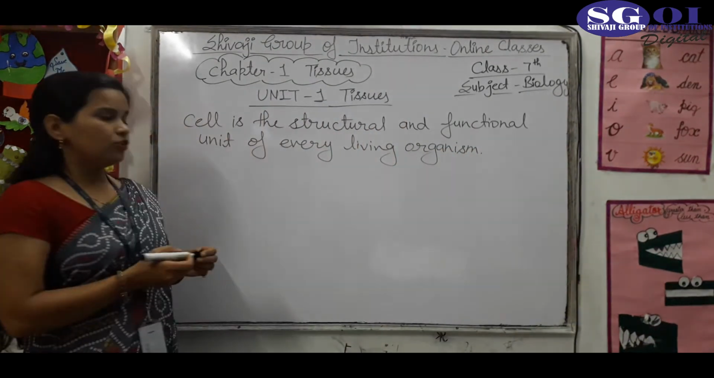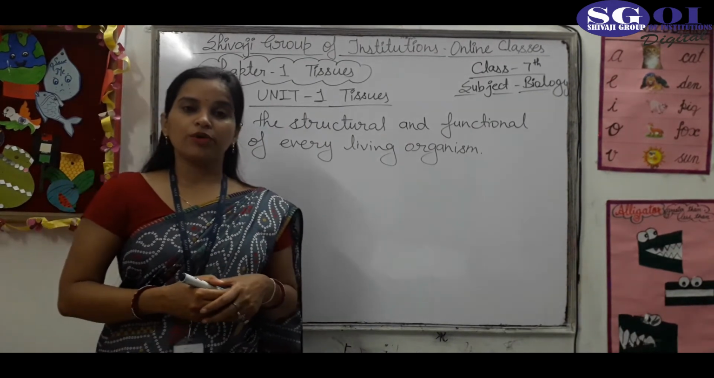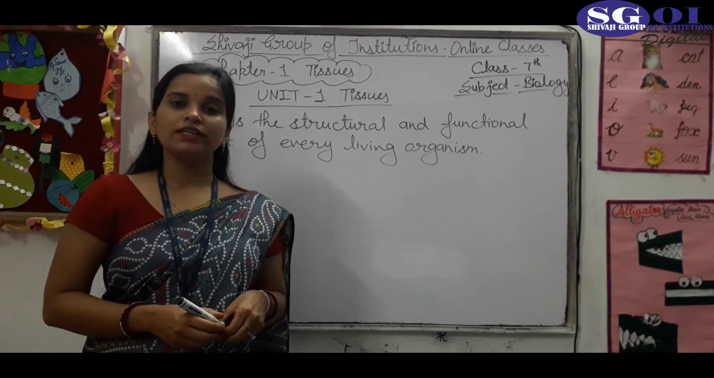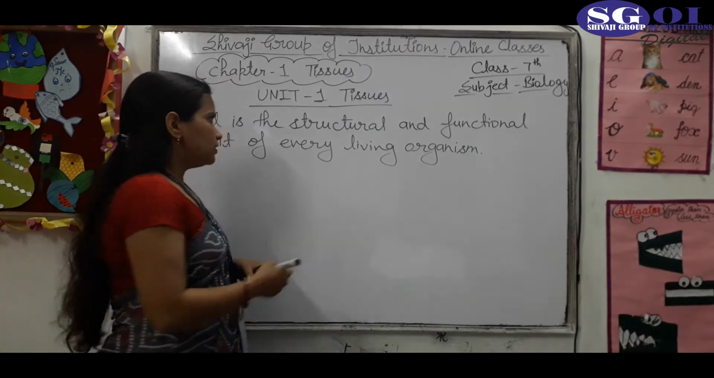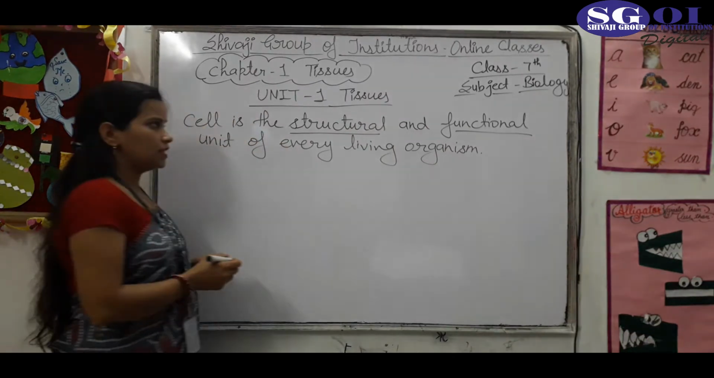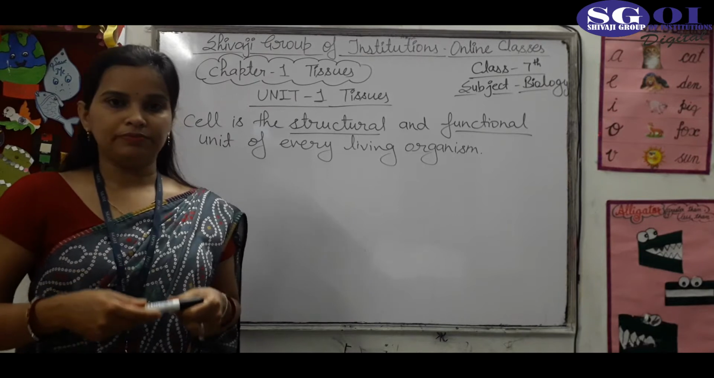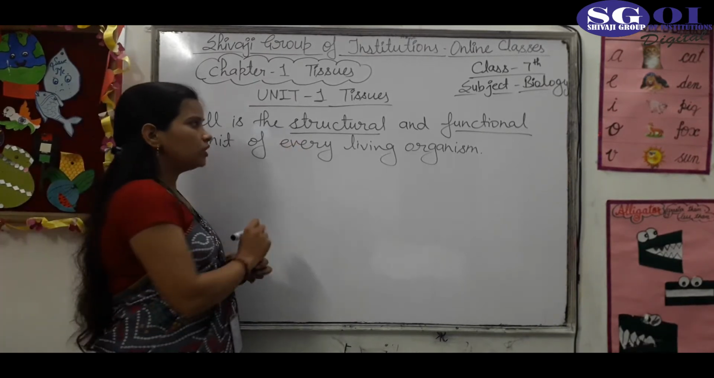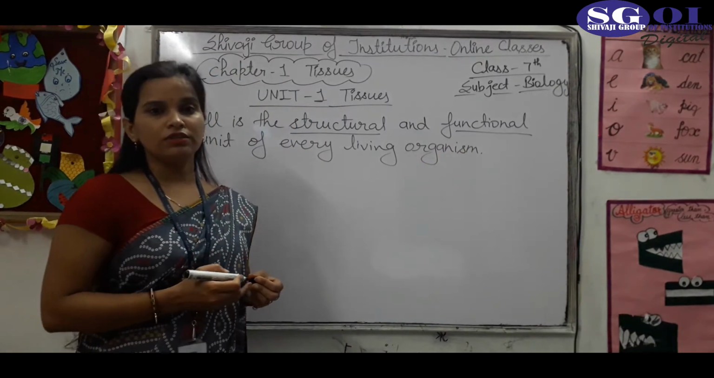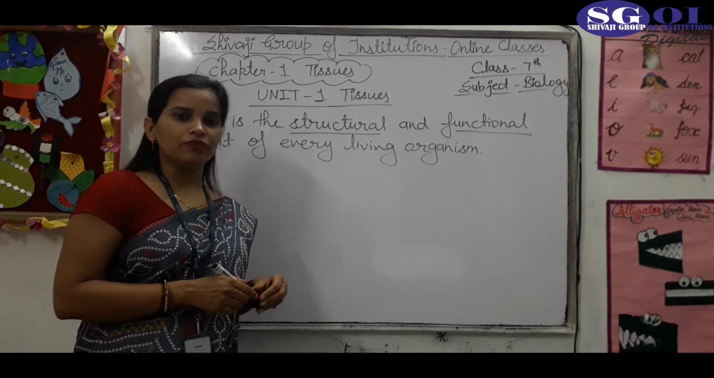Okay students, cell is the basic unit of every living organism, because the body of every living organism is made up of cells. That's why it is called the basic unit, and it is also called the structural and functional unit of every living organism, because every living organism is made up of cells. That's why it is called structural unit. And why is it called functional unit? Because every function takes place inside the cell. That's why it is also called functional unit.